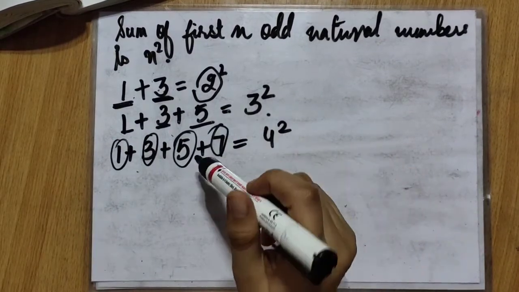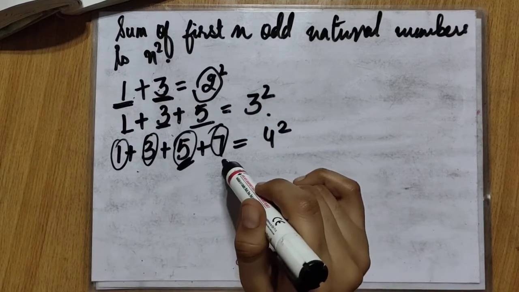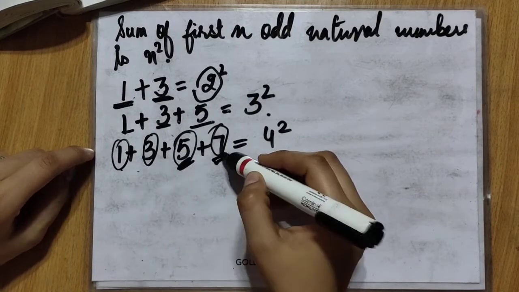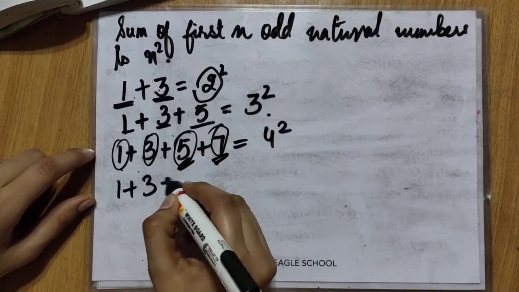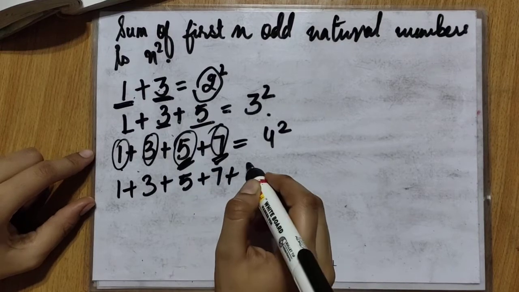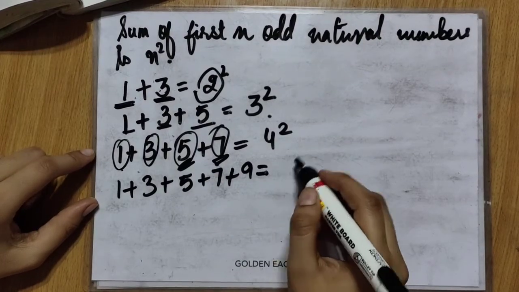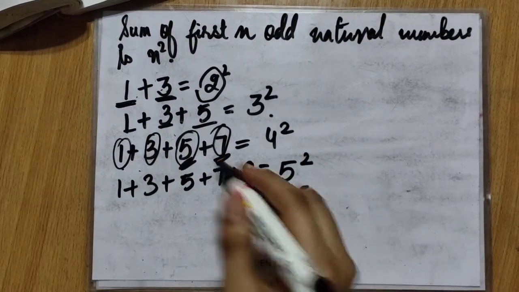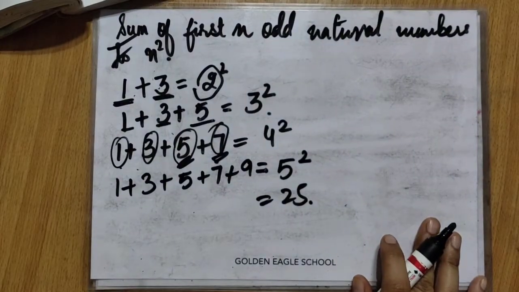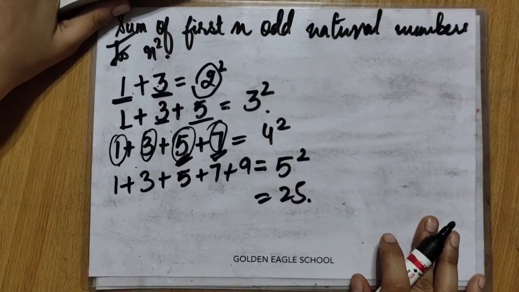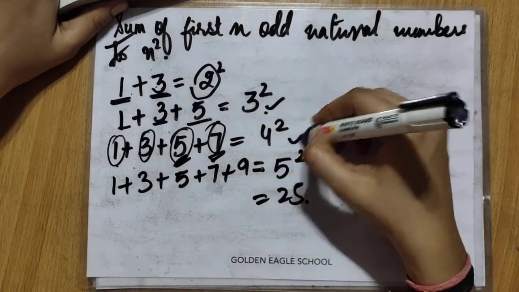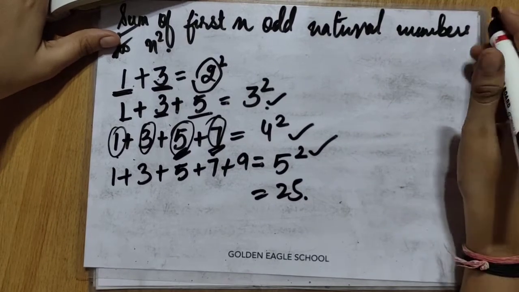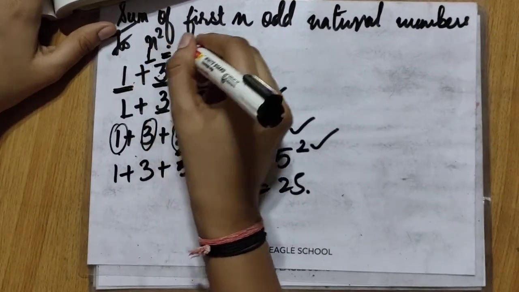And we don't have to skip any number. If we skip any number, then it is not correct. Like 1, 3, 5, 7, and next will be 9, and the sum will be equal to 5 square, that is 25. Okay, so this is one property. So if a number is a square number, it has to be the sum of successive odd numbers starting from 1. If we take only 1, it will be 1 square.